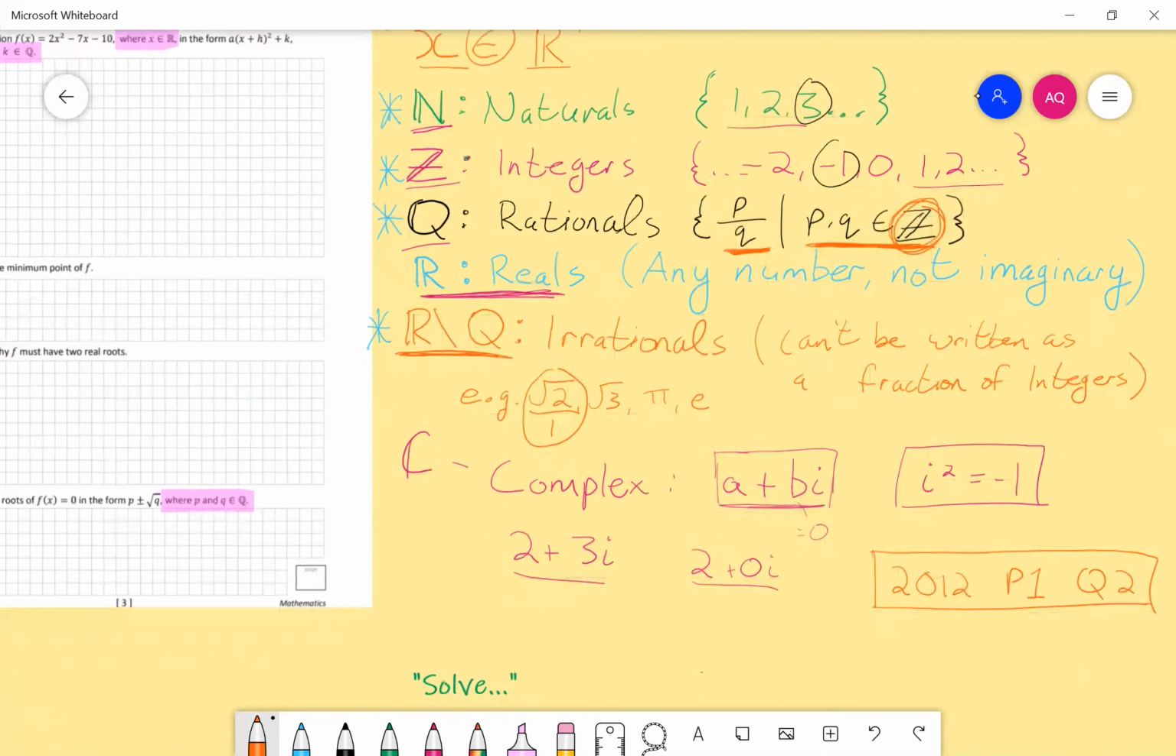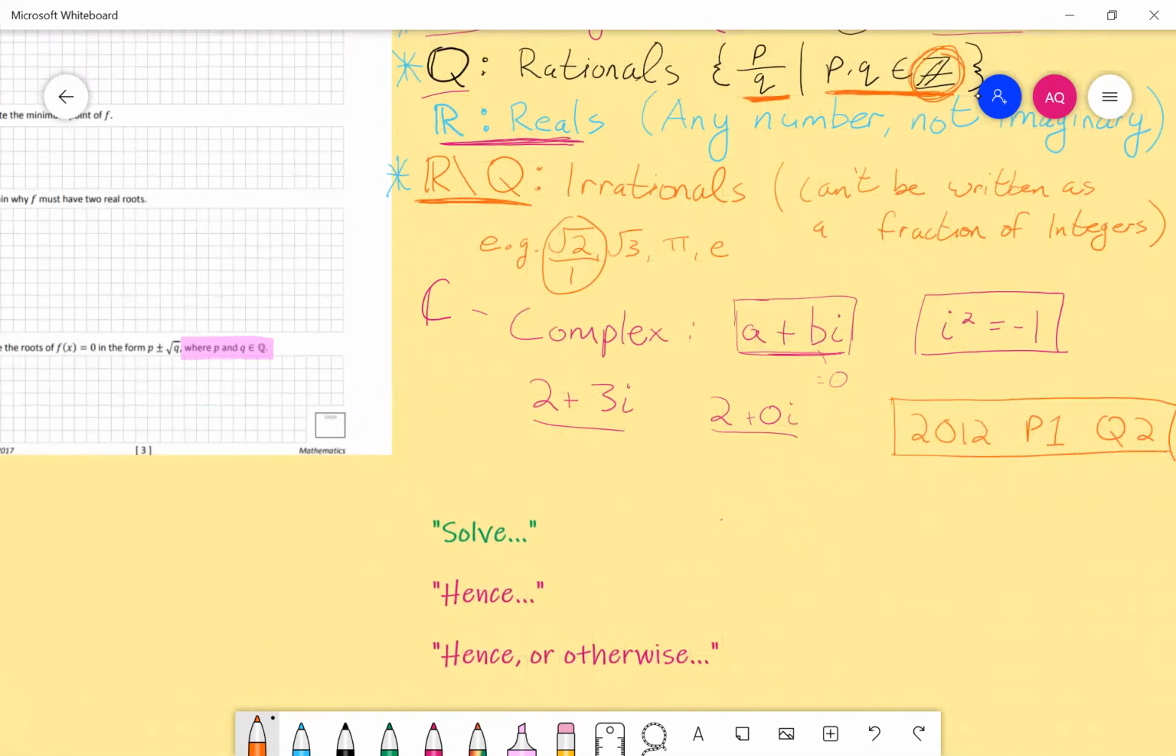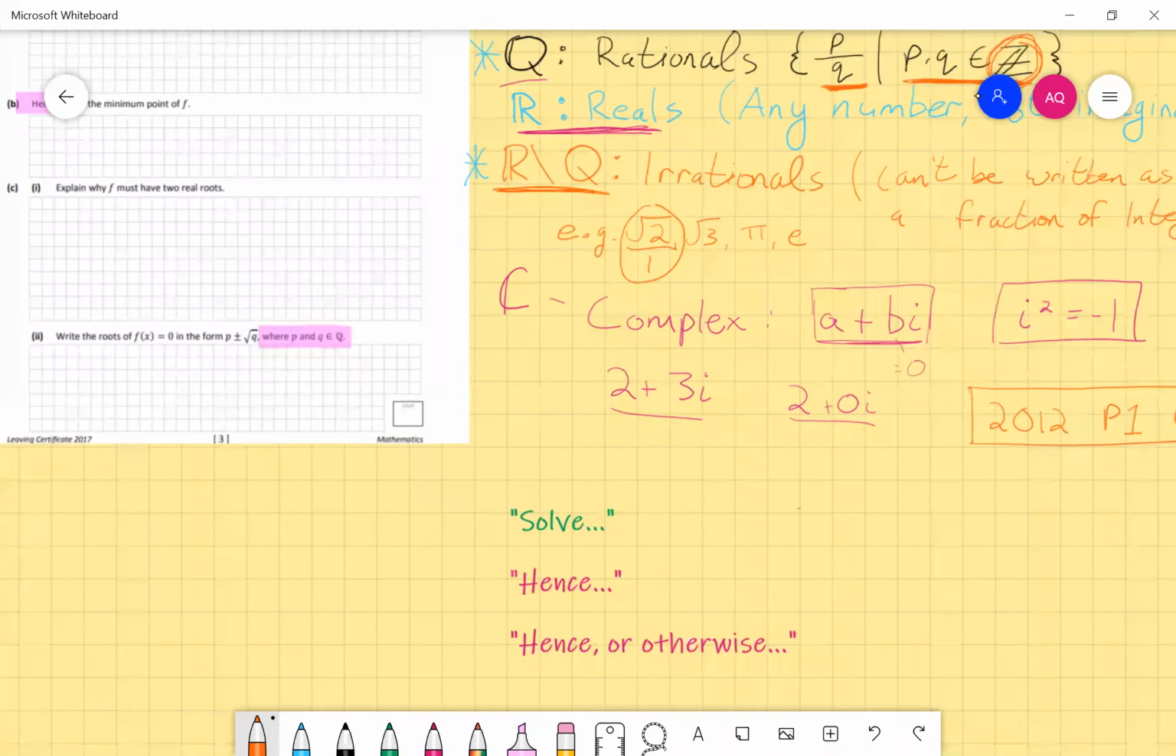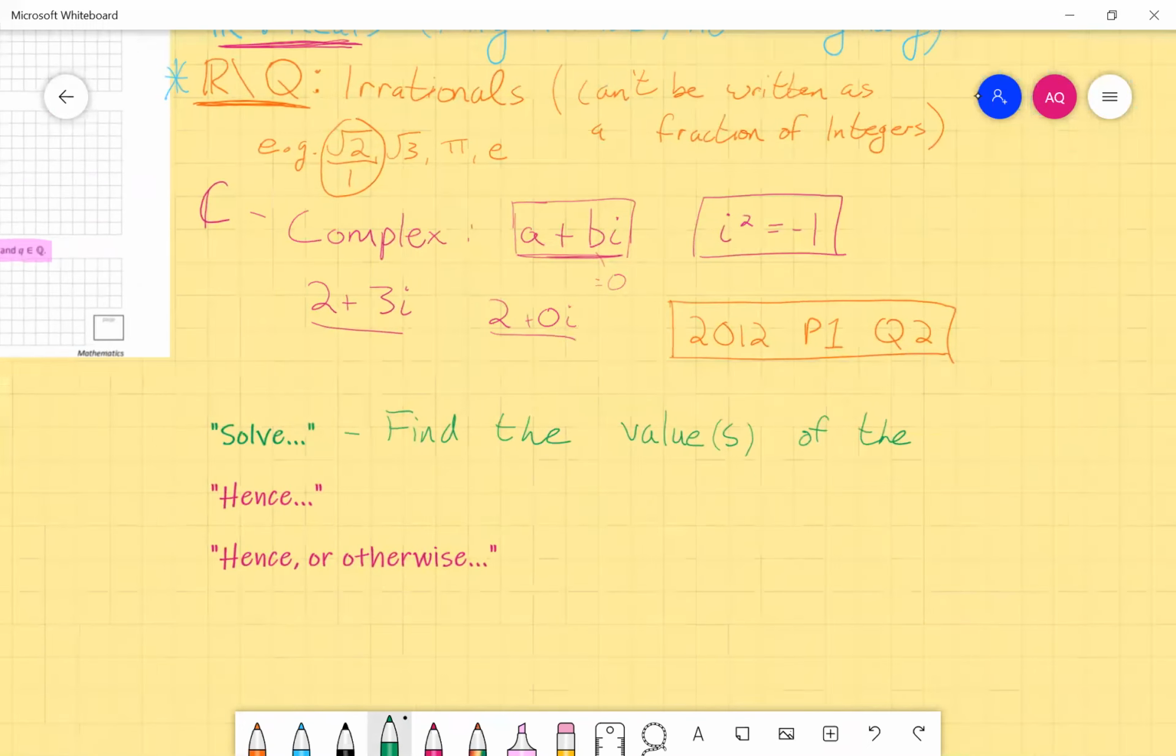Just sticking with the notation and moving away from number systems. If I look at the following, so solve, okay, solve isn't used in that question we have over there. Most people will know what solve means. So solve is find the value or values of the unknowns. Okay, so that's usually like find x equals or y equals. So find the value or values of the unknowns.